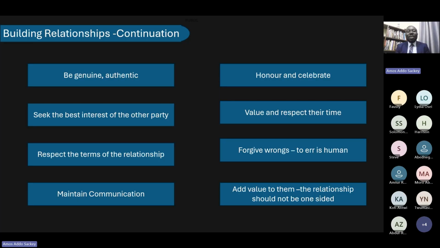And then maintain communication. Communication is very important. Don't go silent for a long while and then you come back. The relationship will die off.